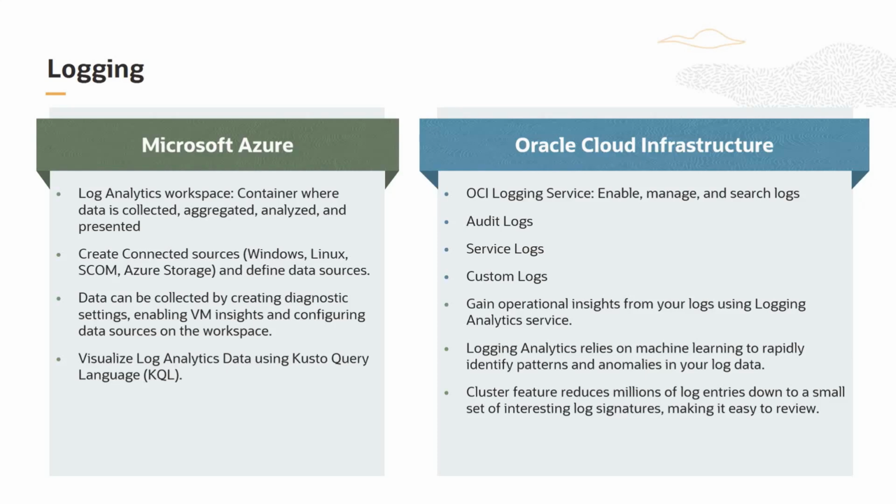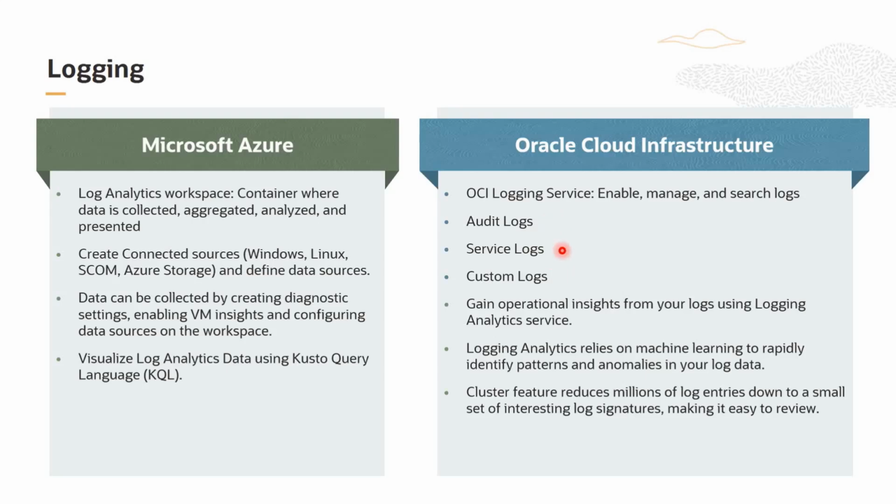In OCI, using the logging service, you can enable, manage, and search logs. There are basically three kinds of logs: audit logs, service logs, and custom logs. So let's have a look at each one of them. What are these audit logs? These audit logs are related to events that are emitted by the OCI audit service.